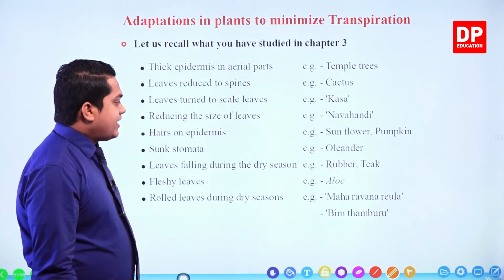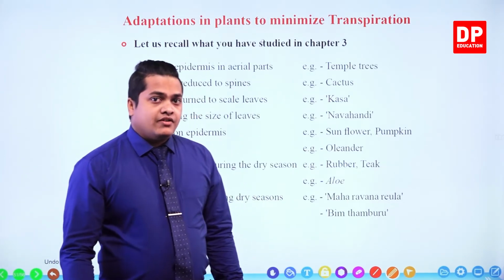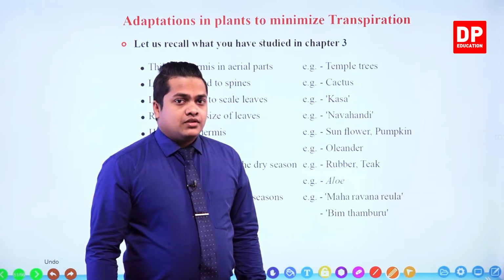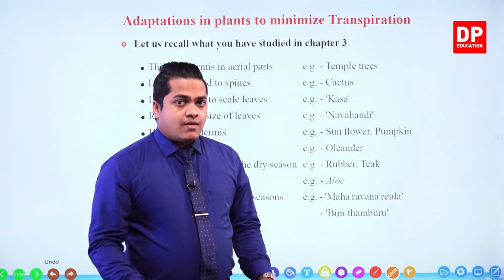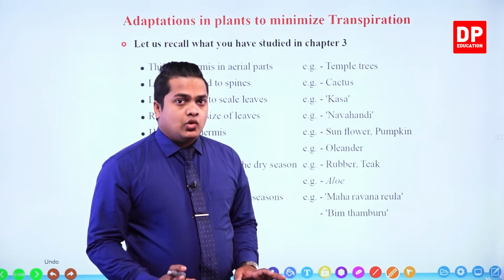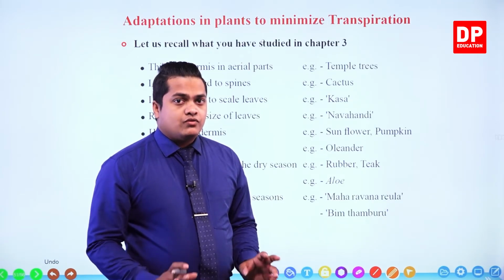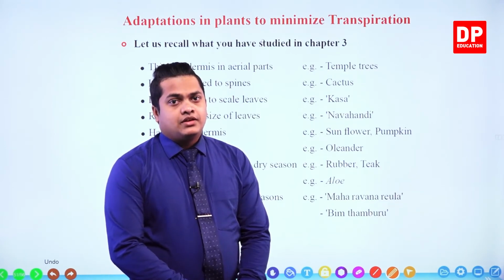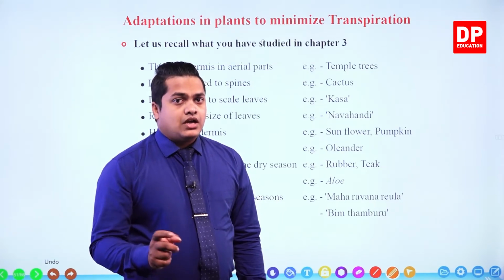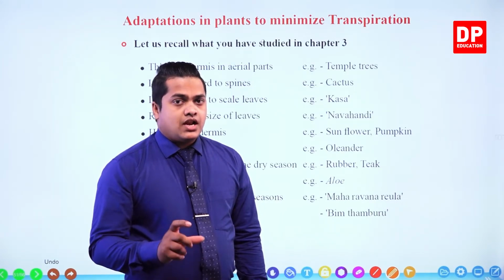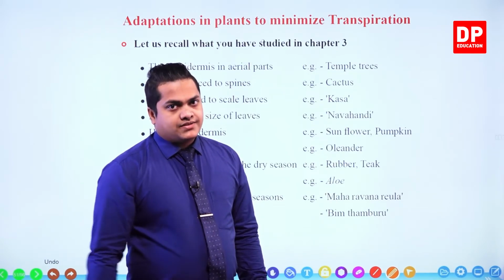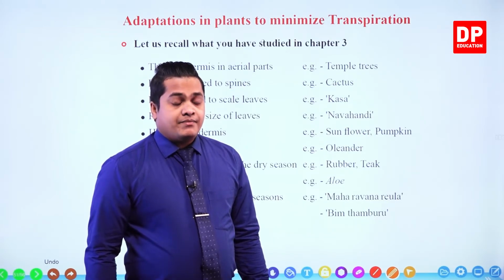Leaves falling during the dry season. Now, during the month of February, if you are living near a rubber estate, then the whole of the rubber leaves are going to fall down. It's because during February, a large amount of sunlight can be observed. The rain is very little, and the temperature is very high.